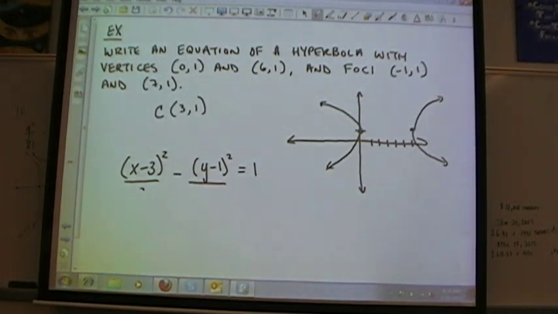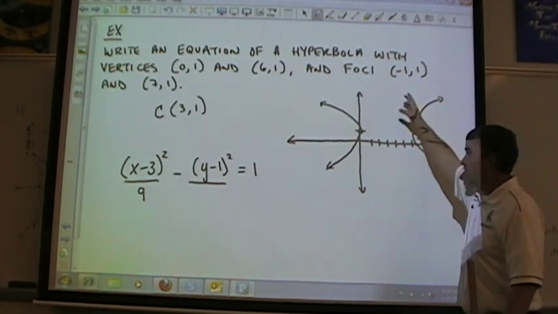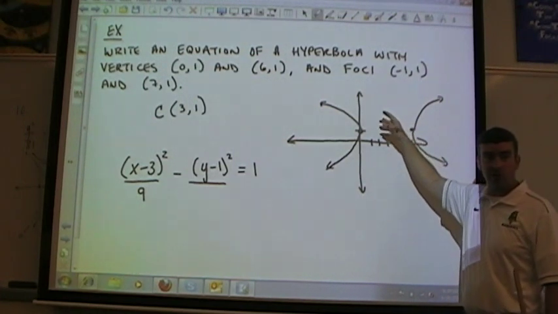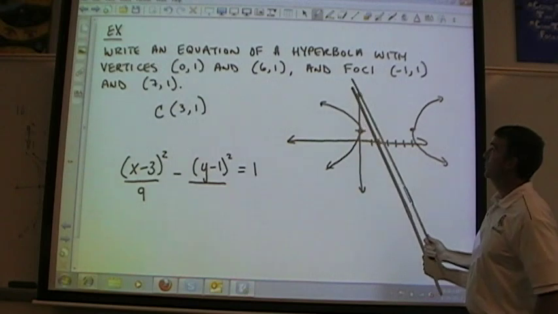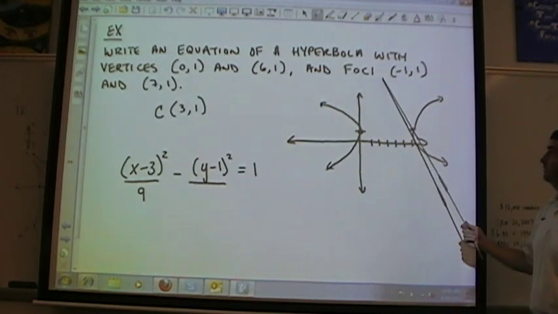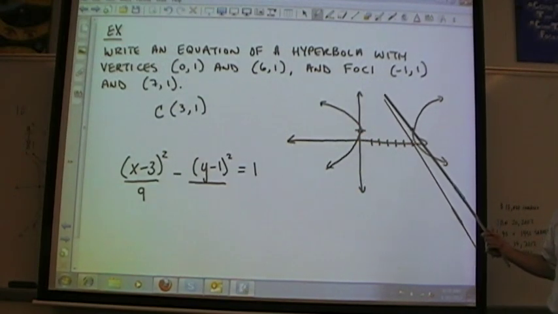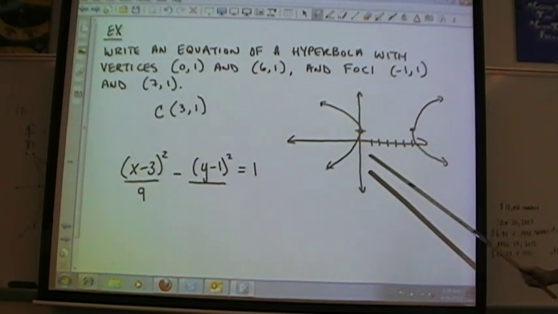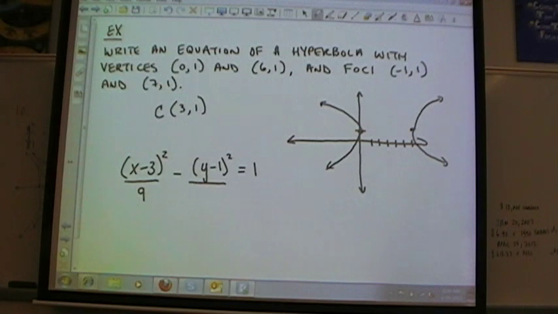Does that make sense? Now the tricky part is what to put under the y, because I don't have my box drawn. Remember, in last night's problem, if we had our box, we could figure out what goes under there. I wouldn't know where to draw the box. That's true. So I'm going to use the rest of the information they give me. They give me the foci to be at negative 1, 1, which would be here, and 7, 1, which would be here.